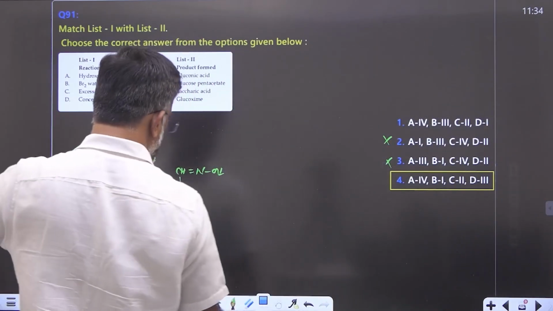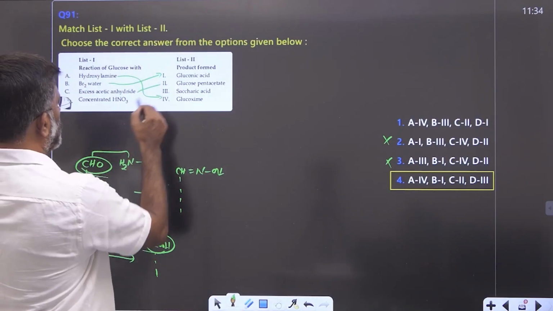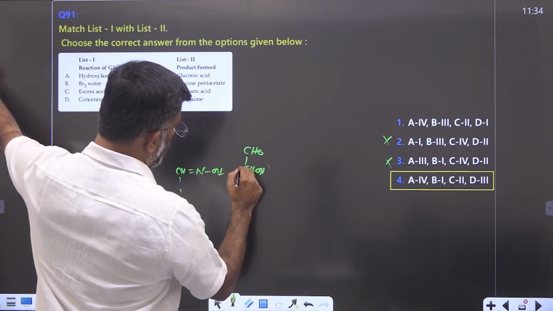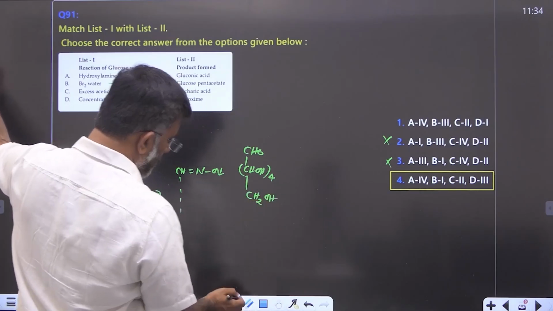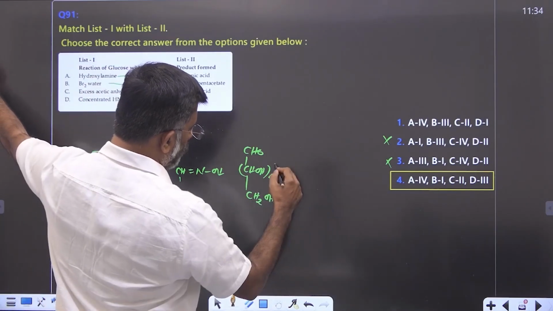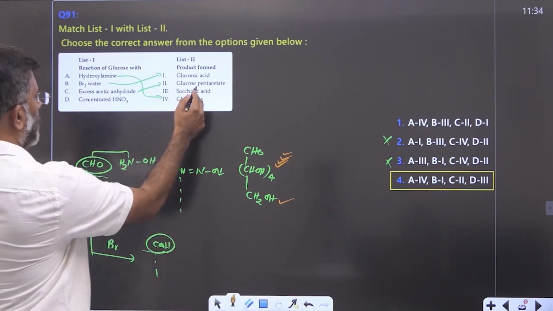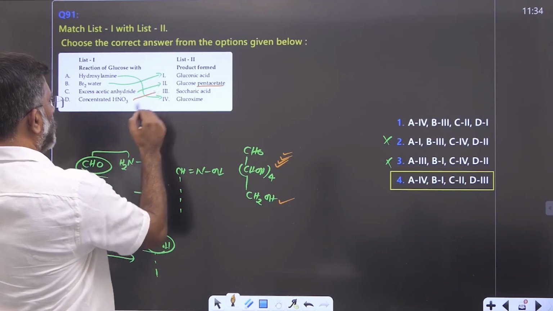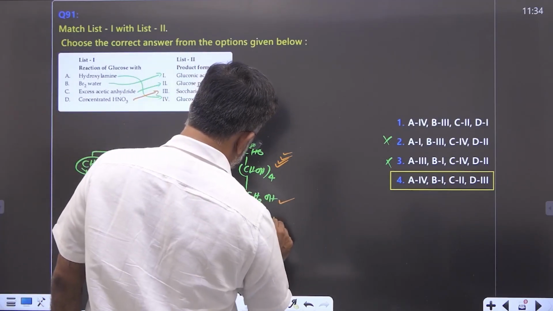Is C2 correct? C2, excess of acetic anhydride, you get pentacetate. Glucose contains CHO, CHOH 4 times, CH2OH. There are 5 OH groups, 4 over here and 1 over here. You will get pentacetate, known to everybody. C2 is correct. And D3, concentrated nitric acid, you get saccharic acid.